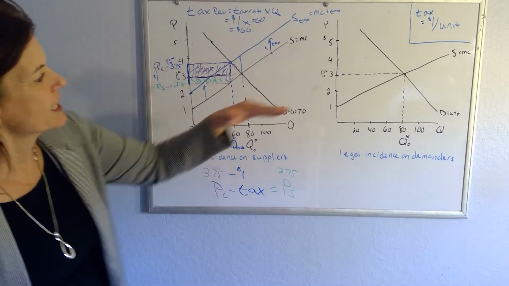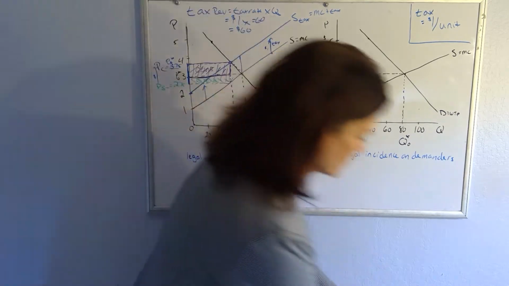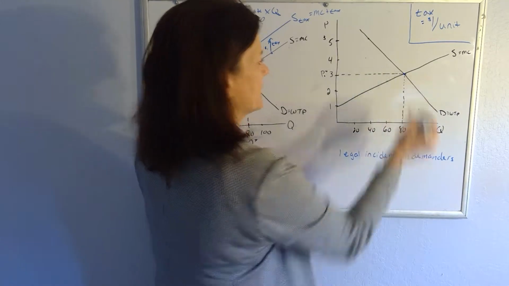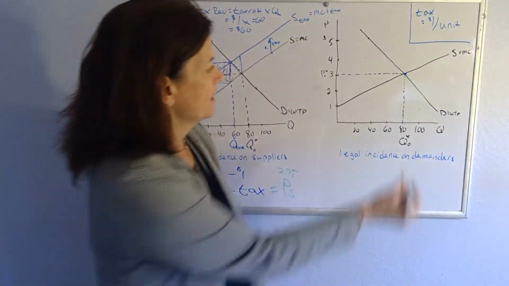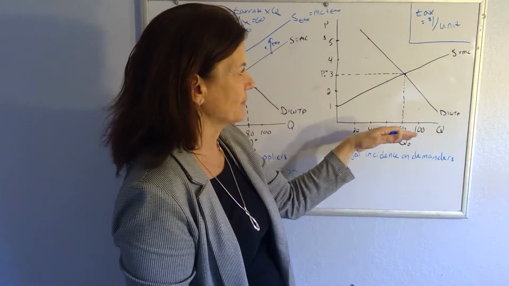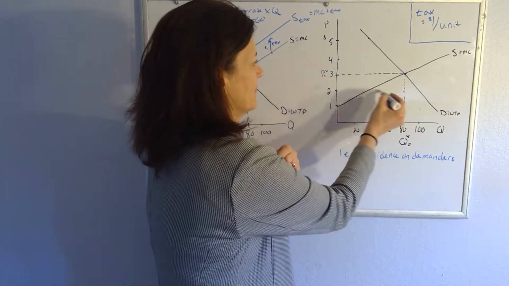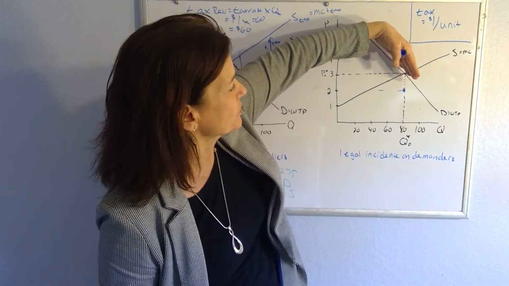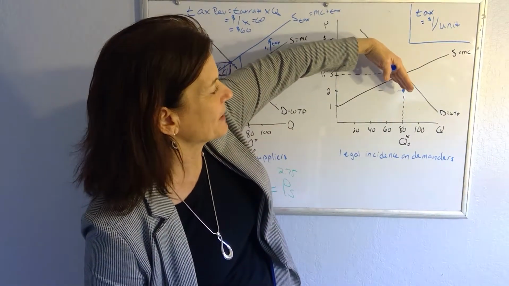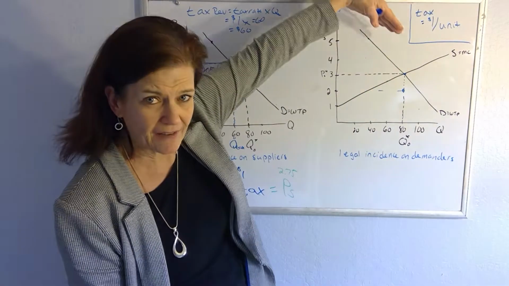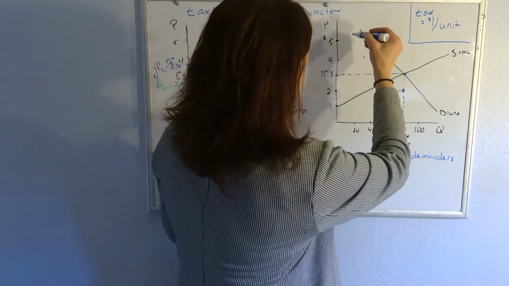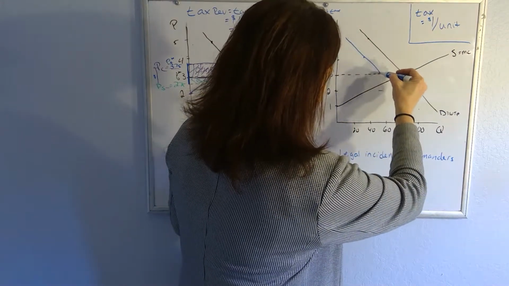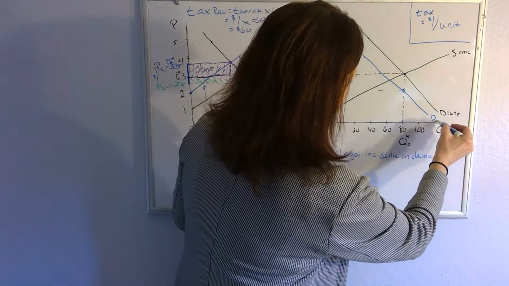The simple answer is, if we put the tax on demanders, then if I'm willing to pay $3 for that 80th unit, and I have to send $1 to the government, I'm only going to pay suppliers $2 for it. This is what the good's worth to me. So what I'm willing to pay suppliers, given that I have to send $1 to the government, is going to be $1 lower everywhere. So it's going to look something like this.